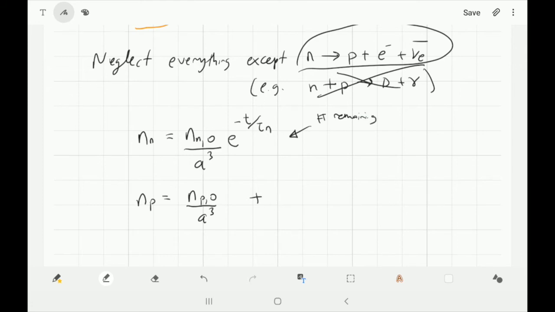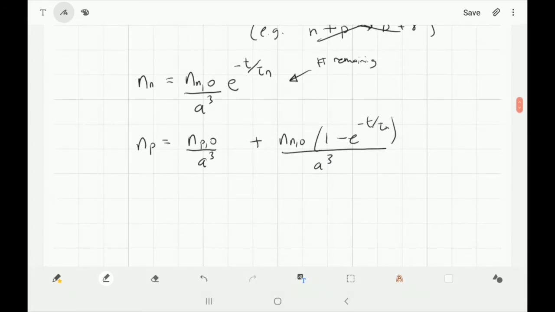Therefore, the number that have decayed would be the initial value minus the leftover value. Okay, let me just write this down and we can verify it rather than trying to derive it. This term should look like n naught, a factor of 1 minus e to the minus t over tau n, and then this all gets divided by a cubed. Let's see if we can verify this then.